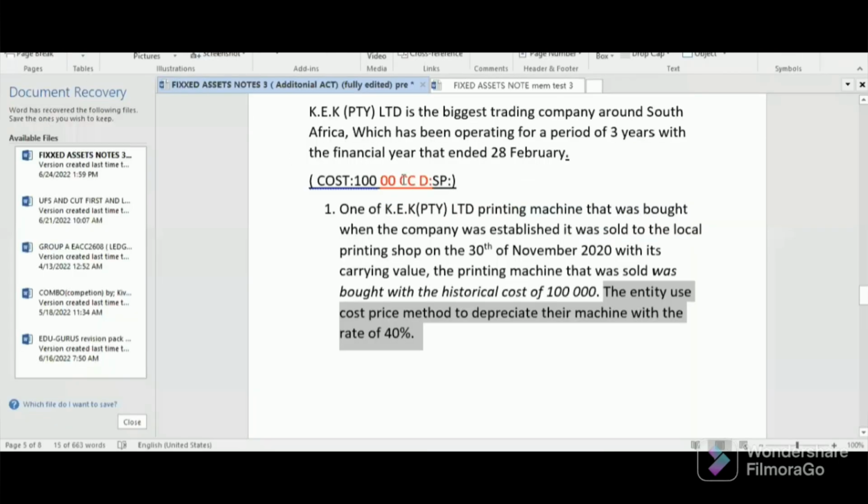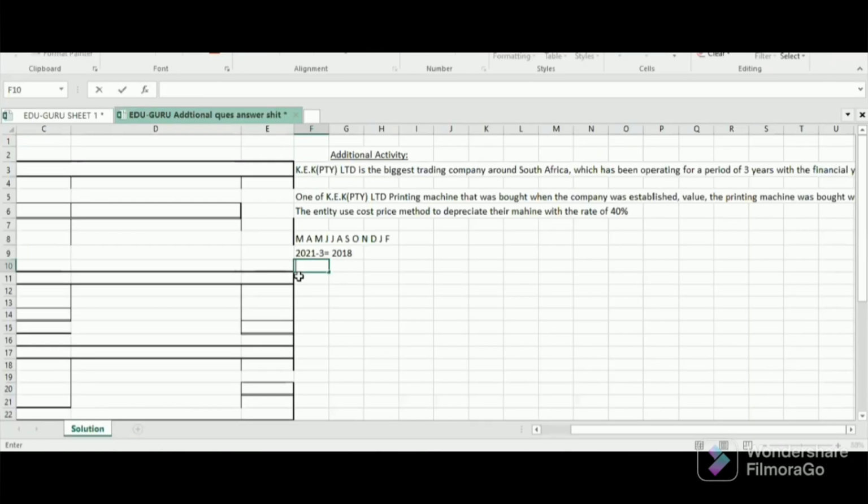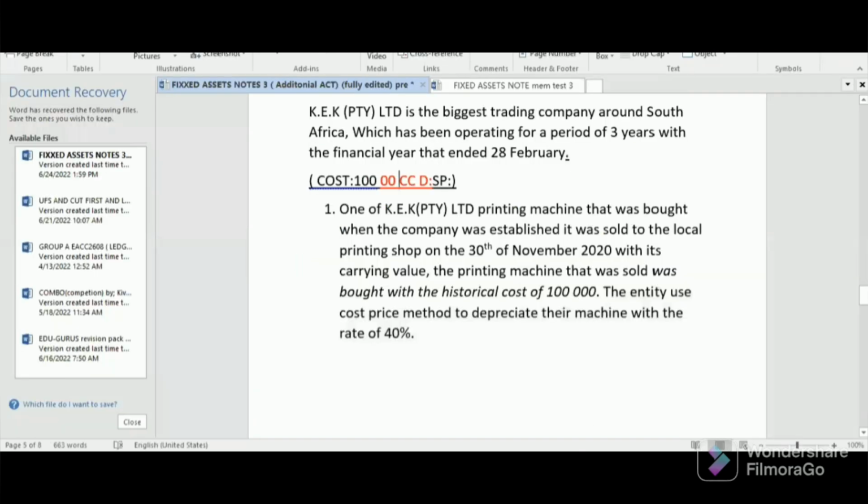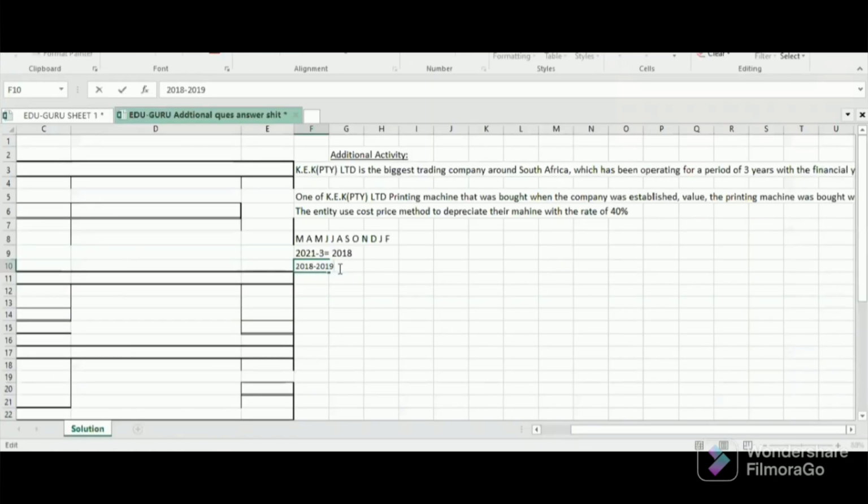Then this accumulated depreciation should be the depreciation from the date of purchase to the date of sale. Hence, you're going to take a long process of calculating the depreciation for the year 2018 to the year 2019, up until our current financial year that we are in right about now, right?